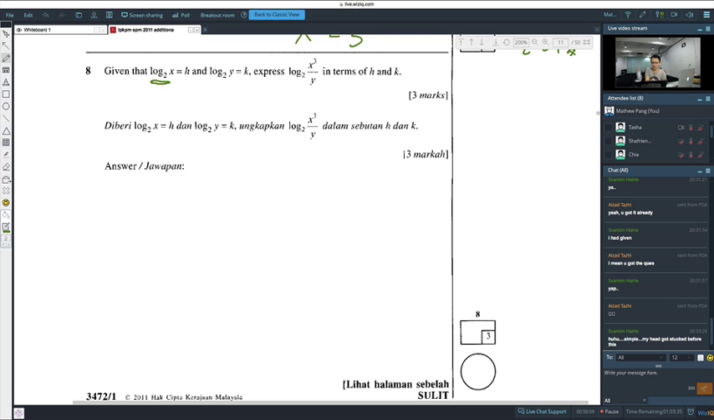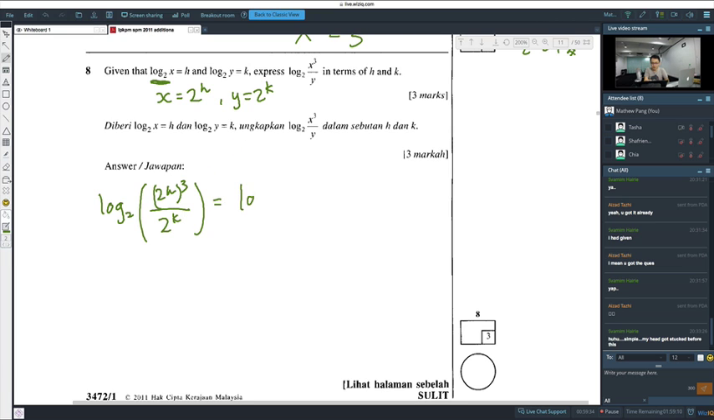That means I will move my log 2 to the other side. This one again, x equals 2 power of h. Same thing, I move the log 2 to the other side. My y basically equals 2 power of k. Then only I do the substitution into the x cube. Okay, x cube, my x is 2 power of h cubed over y. My y is 2 power of k.